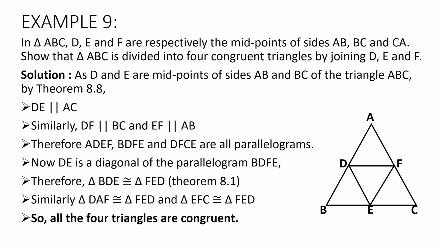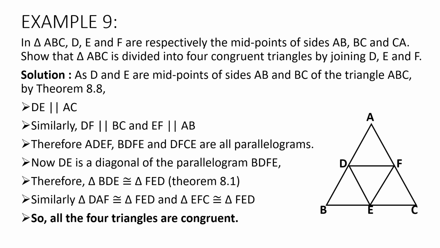Next example. In triangle ABC, D, E and F are respectively midpoints of sides AB, BC and CA. Show that triangle ABC is divided into four congruent triangles by joining D, E and F. Try to do all these types of examples. They are really important.